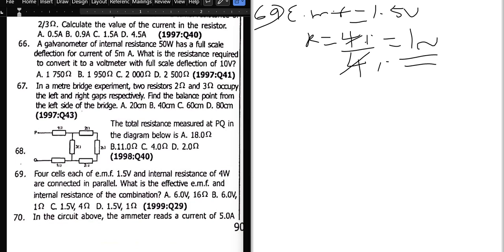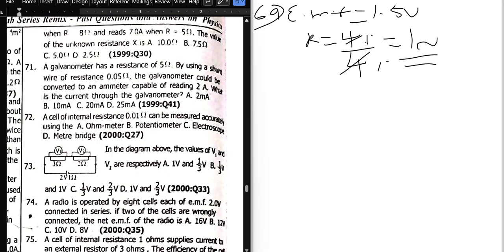When they say find the internal resistance of the combination, it is 4 cells that come together to produce that resistance of 4 ohms. You have to divide the 4 ohms by the 4 cells that come together. So if you divide them, you get the internal resistance of the combination to be 1 ohm.